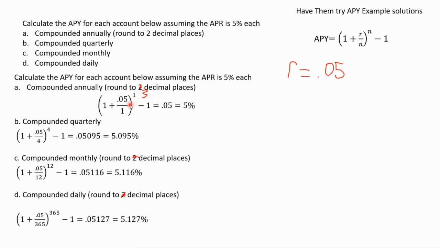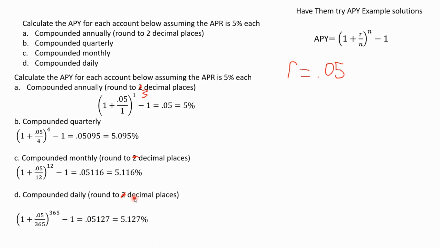So let me say it again. Here, N is 1, compounded annually, once a year. Here, N is 4, compounded quarterly, 4 times a year. Here, N is 12, compounded monthly, once a month. And here, N is 365, daily, once a day. And again, although we have seen this even before APY, the more times the account is compounded, the more money you're going to make, because you're going to have more interest.